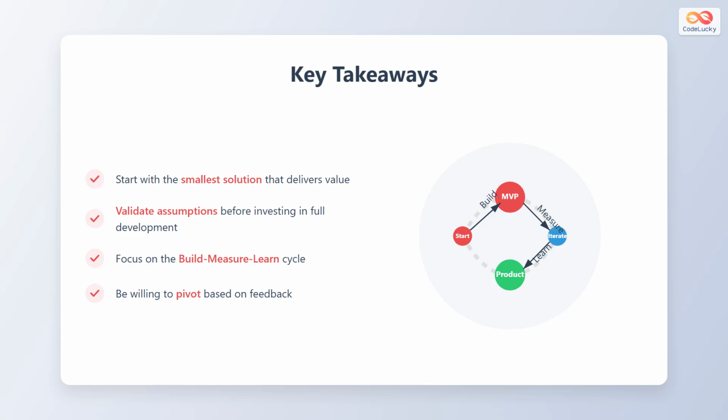In conclusion, here are the key takeaways about minimum viable products. Start with the smallest solution that delivers value to your users. This will help you test your assumptions quickly and efficiently. It is important to validate those assumptions before investing in full development, saving you time and resources. Then focus on the build, measure, learn cycle to continuously refine your product based on real-world feedback. And finally, be willing to pivot your strategy based on what you learn from your users. The key to a successful MVP is adaptability.